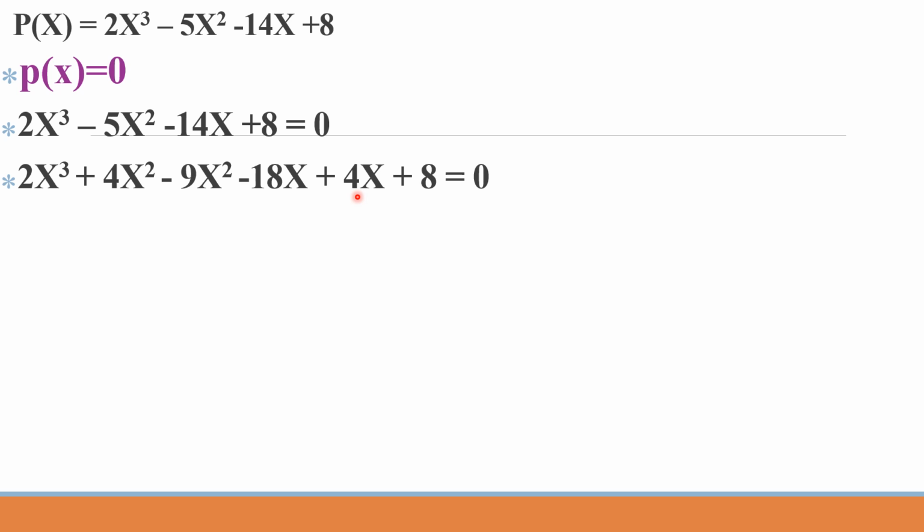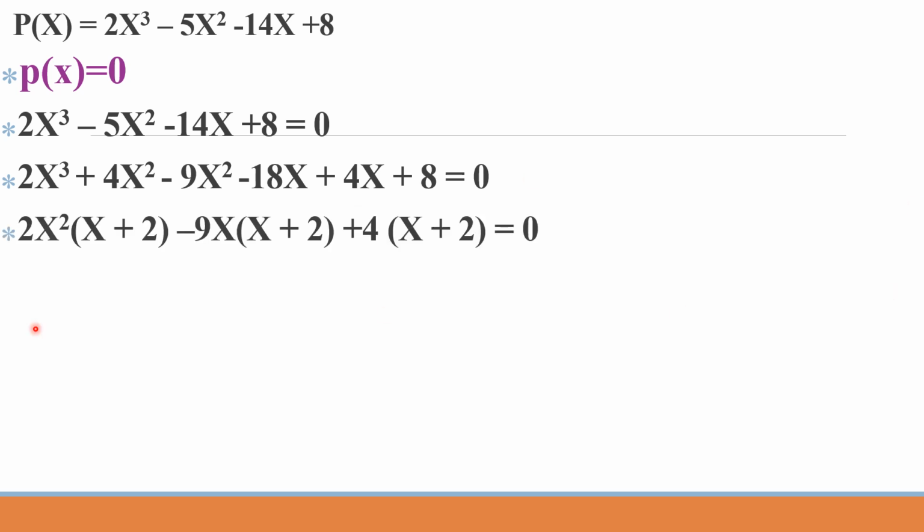Now we are going to combine the terms. In the first two terms, we are going to take 2x square common outside. If we take 2x square common outside, x is the term remaining. From the term x square we have taken out, the remaining term is 2. So 2 is remaining.